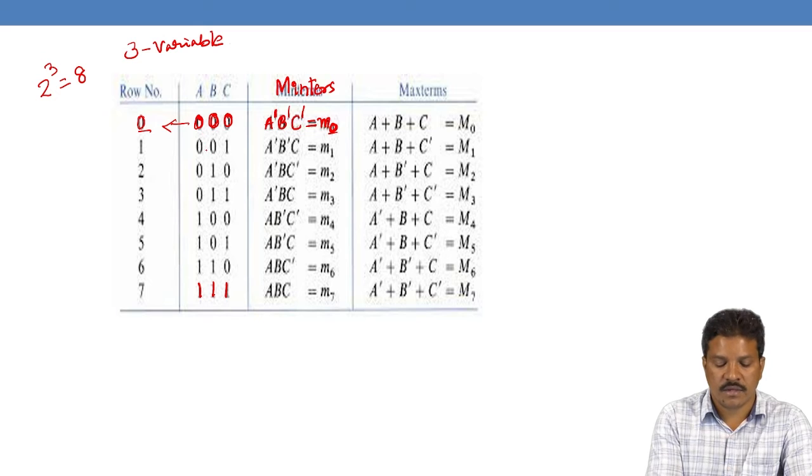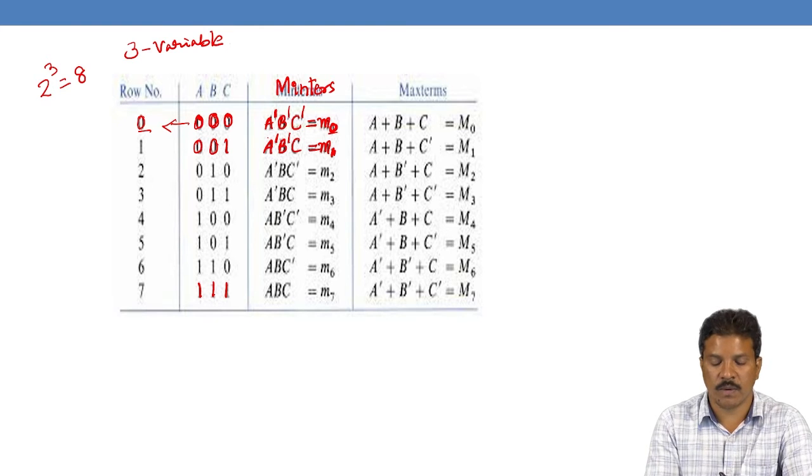And the second combination 0, 0, 1 we can represent with the min term a bar, b bar, c. So it is a combination with logic decimal 1, so m suffix 1. Likewise, we can represent a bar, b, c bar as m2, a bar, b, c as m3, a, b bar, c bar as m4, a, b bar, c as m5, a, b, c bar as m6, a, b, c as small m7.